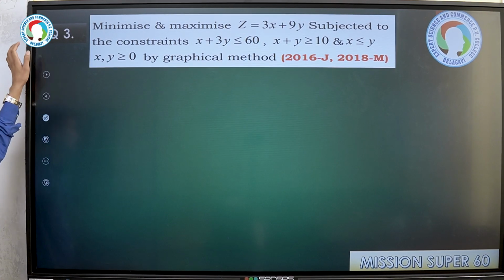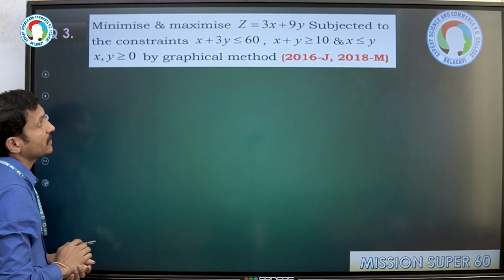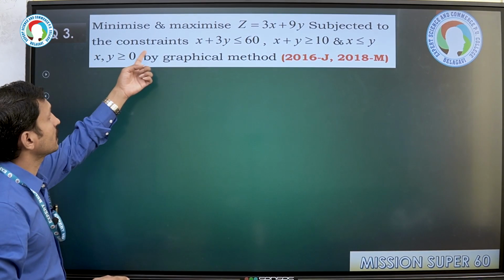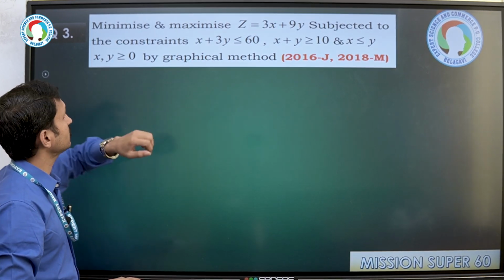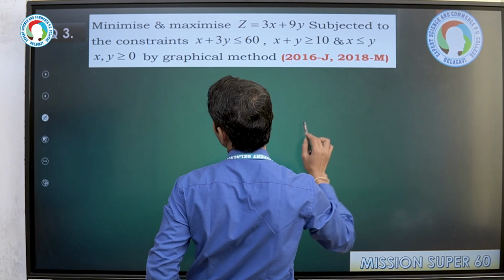So next is the third question. Minimize and maximize z equals 3x plus 9y, subject to the constraints of this, as well as x is less than or equal to y. This is a very important question.